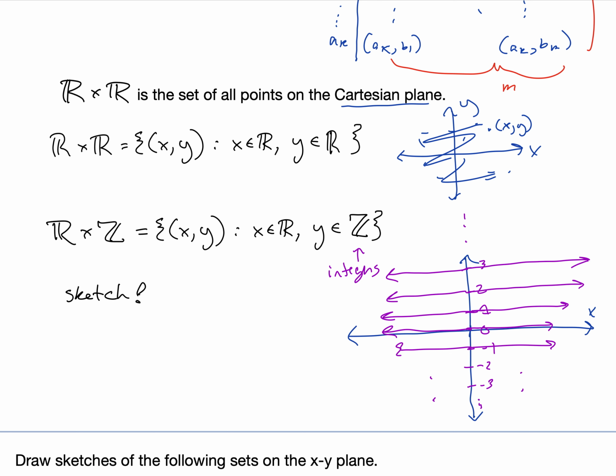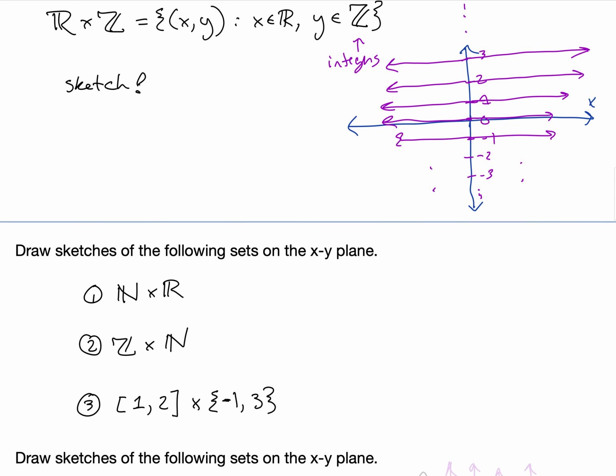So here's a couple of examples for you to try. I'd like you to draw sketches of the following sets on the xy plane. I'm not going to read those out loud because part of the idea is to remember what those symbols stand for. So I'm going to pause and let you try those.